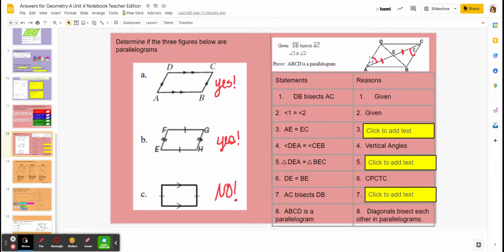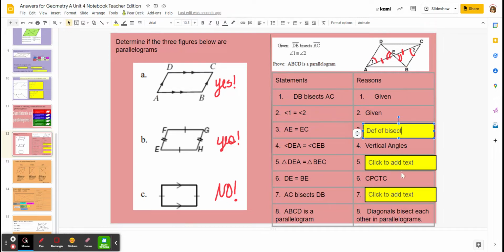My third statement here, AE is congruent to EC. That is the definition of bisecting. We say it bisects it, it splits it into two equal parts. All right, and then my next step, angle DEA is congruent to angle CEB. So that is these two. They are congruent because they are vertical angles. So that one is congruent to that one.